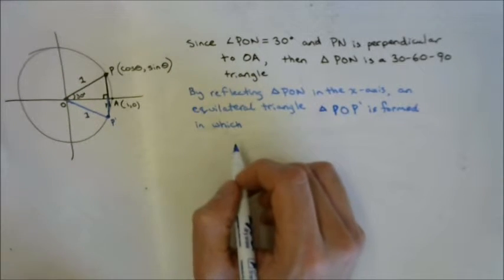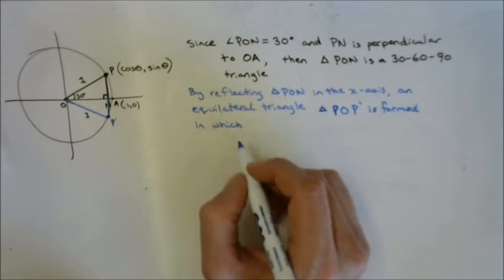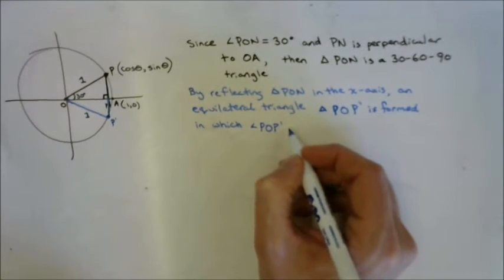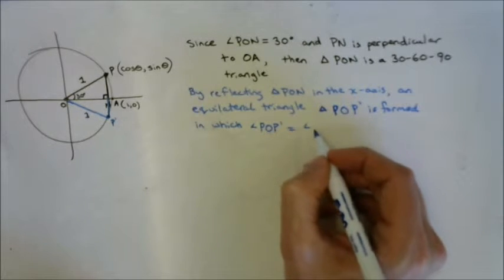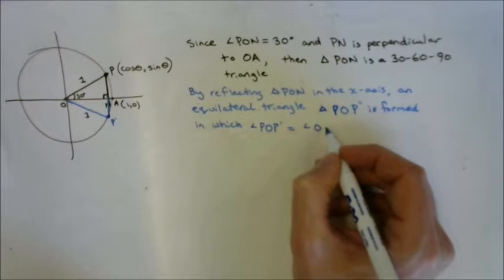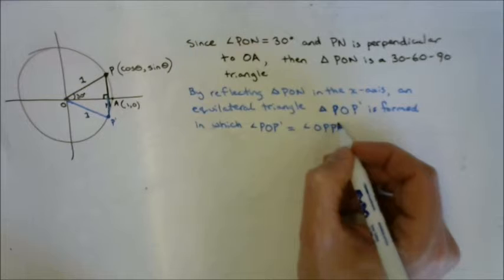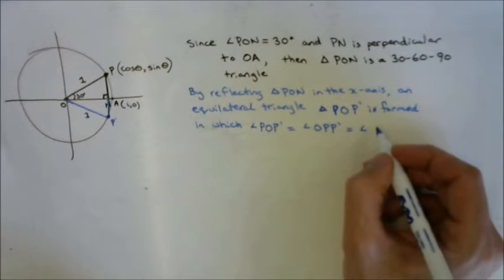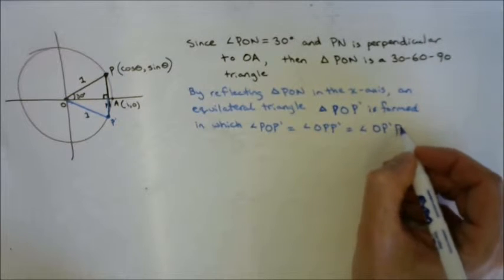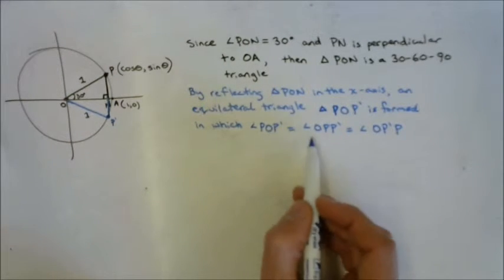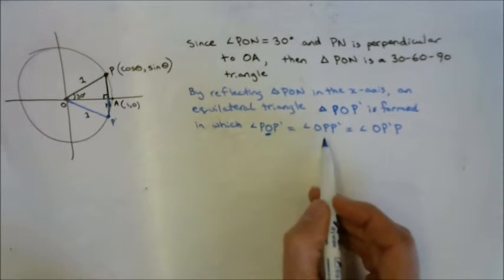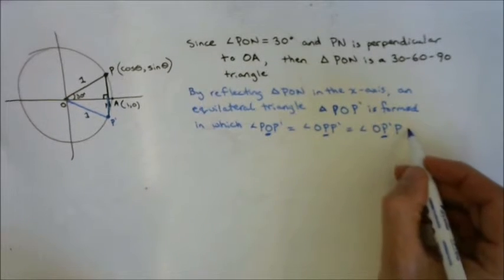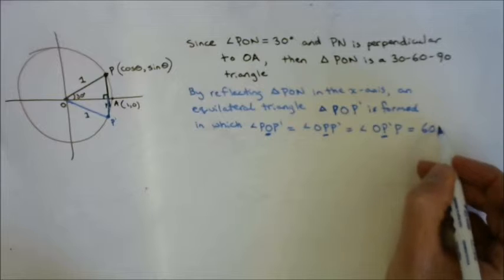So here we're going to name all of our angles and just say that they are equal. So we've got angle POP prime. It equals angle OPP prime. And it equals angle OP prime P. So essentially we're just writing the three angles. We've got angle O, angle P, and angle P prime. And they all equal 60 degrees.